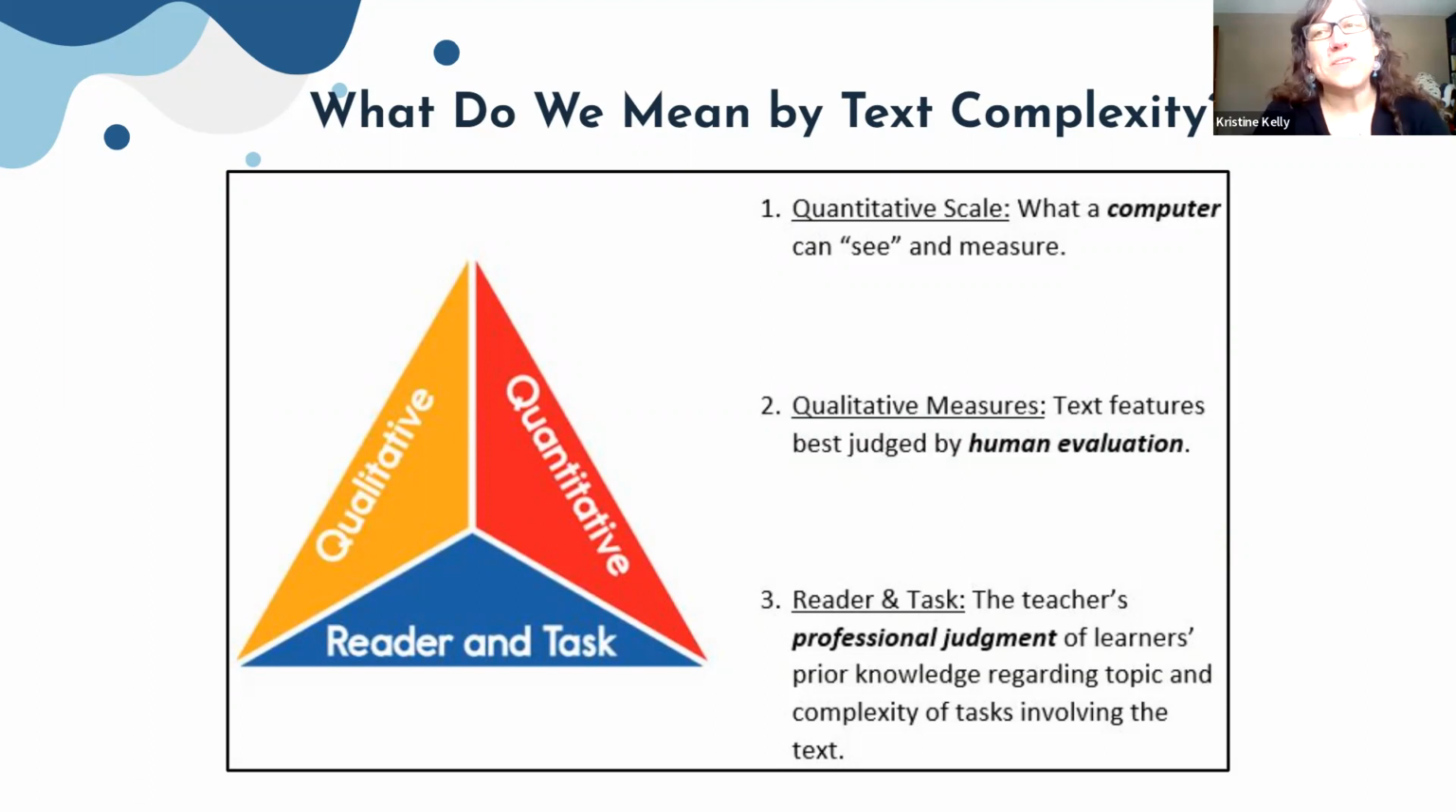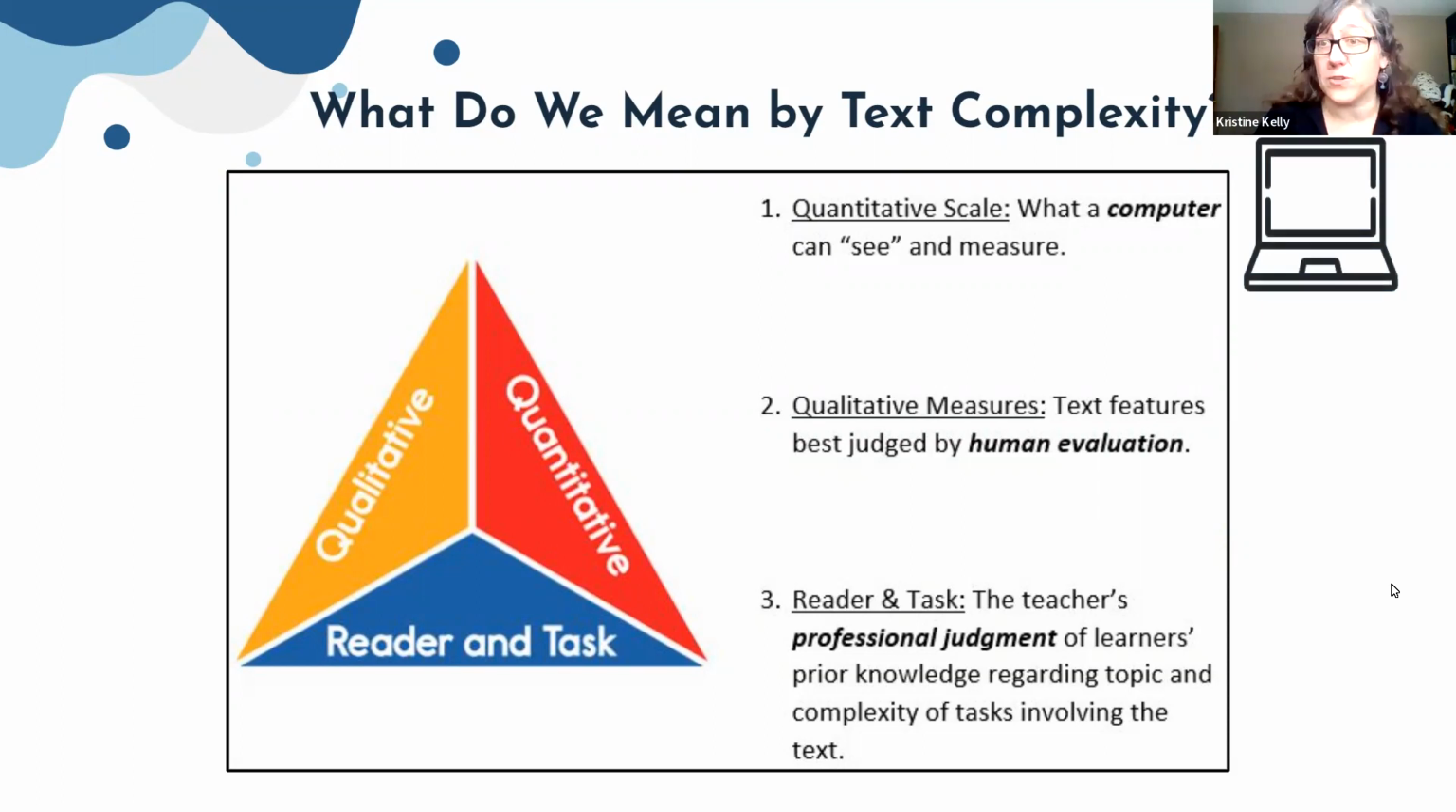So when we talk about text complexity, we measure that in 3 different ways. And those ways are using a quantitative scale. This is when we use a computer, and computers have algorithms. They most often measure text by length of words, frequency of words, length of sentences, number of paragraphs, lengths of paragraphs. And so computers actually see and measure.